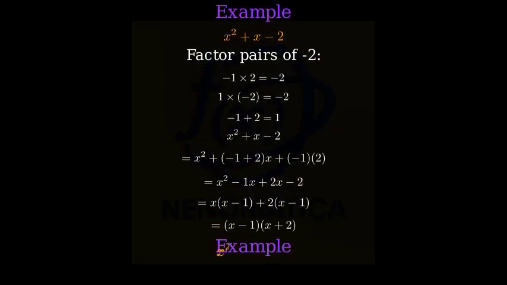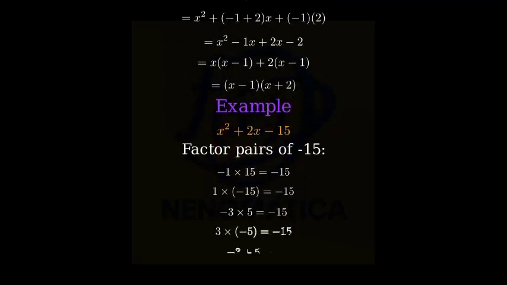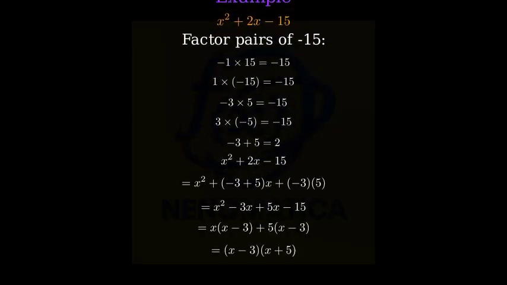For our final example, let's factor x squared plus 2x minus 15. For this trinomial, we need to find two numbers that multiply to give us negative 15 and add up to give us positive 2. Let's list the factor pairs of negative 15: negative 1 and 15, 1 and negative 15, negative 3 and 5, and 3 and negative 5. Since negative 3 plus 5 equals 2, these are the numbers we're looking for. So our numbers are negative 3 and 5.